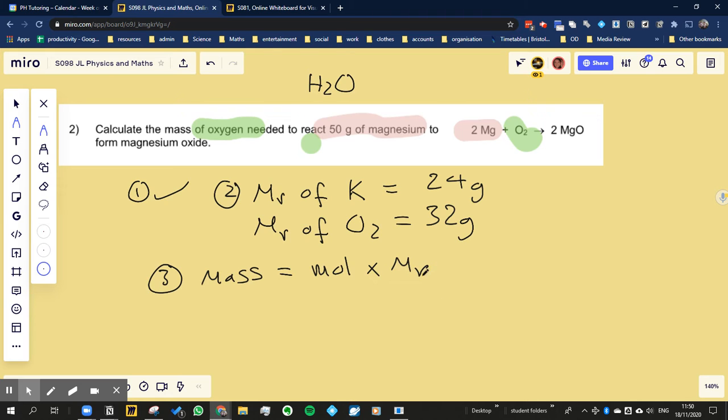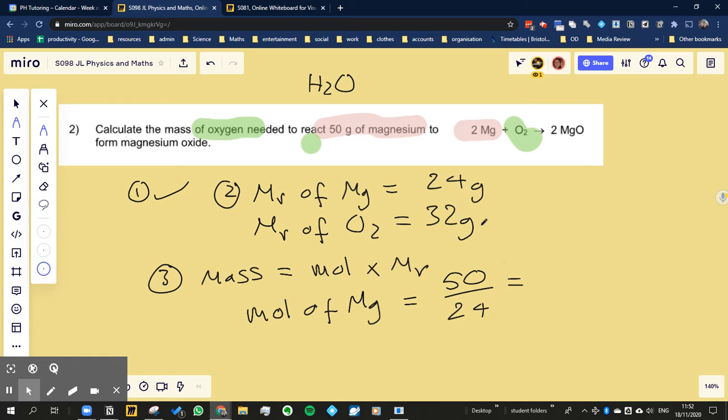Now, because of that, we can convert this equation. So moles is equal to mass divided by molar mass. So moles of potassium. This is my known substance. So I'm working out the moles of my known substance now, and that's going to be equal to mass divided by molar mass. So it's going to be 50 divided by 24. That looks like it's going to be a little over 2.